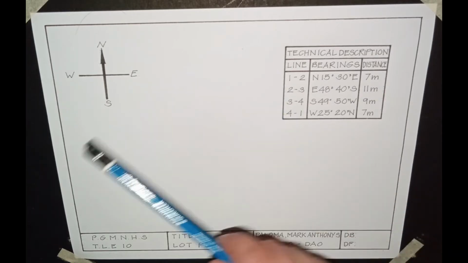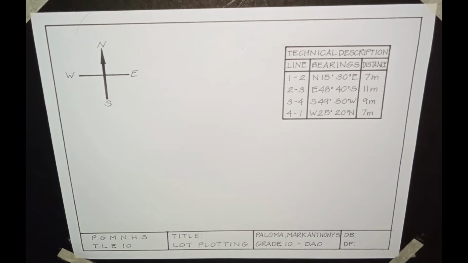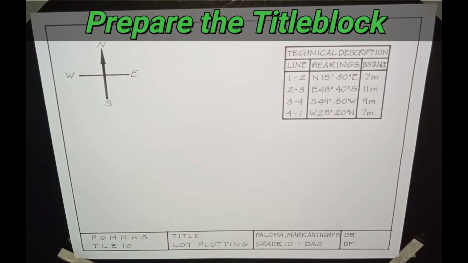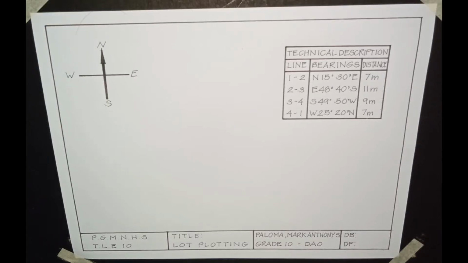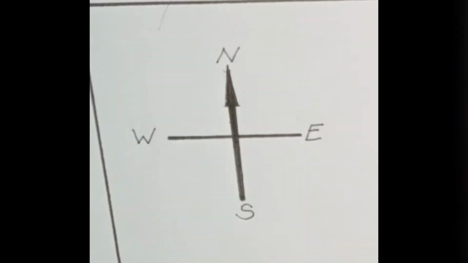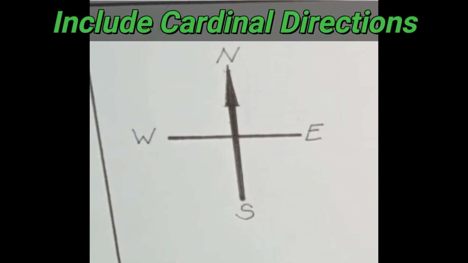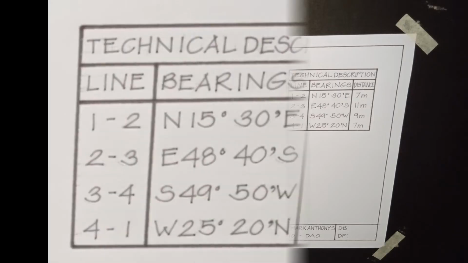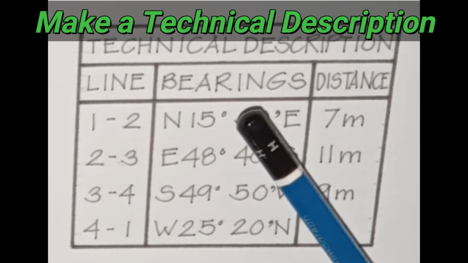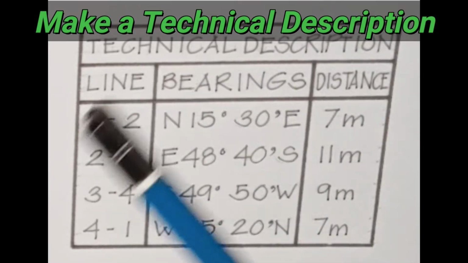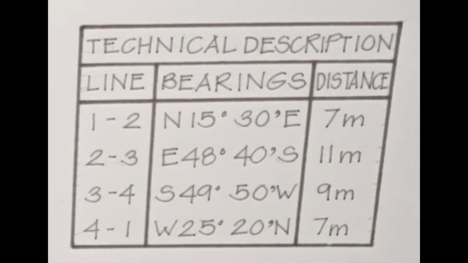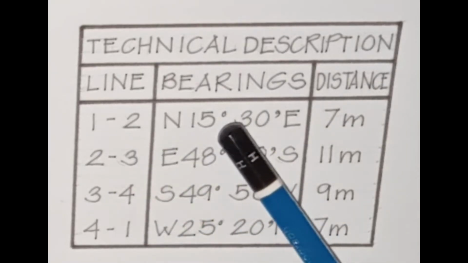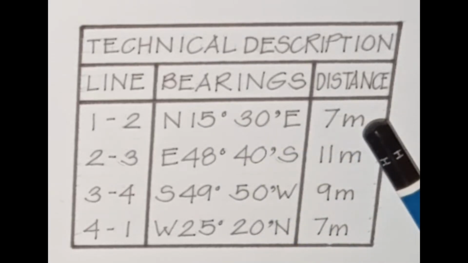As you can see here, I already prepared the title block, which will be used as our worksheet for our lot plotting. I included on one side the cardinal directions, which are north, south, east, and west. On the other side of the paper, I made a technical description. In this technical description table, you will see three columns. One is for the line, the other for the bearings, and the last one for the distance.